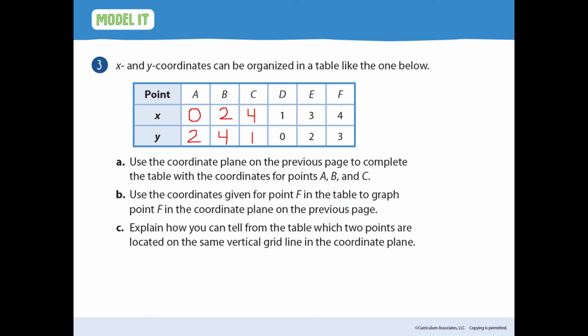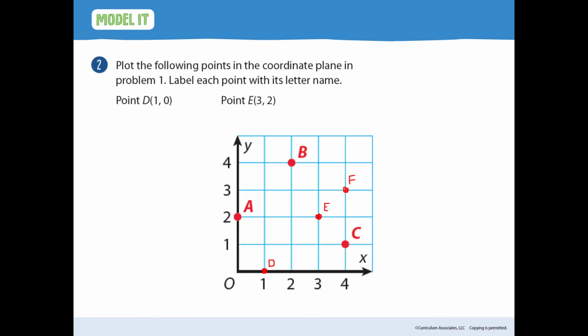Letter C, explain how you can tell from the table which 2 points are located on the same vertical grid line in the coordinate plane. Points C and F are on the same vertical grid line because they have the same x-coordinate. So they are the same number of horizontal units away from their origin. So if you look at C, it is at 4, and F is at 4. And if we look at C and F, we can see that they are both on the same vertical line. Okay.